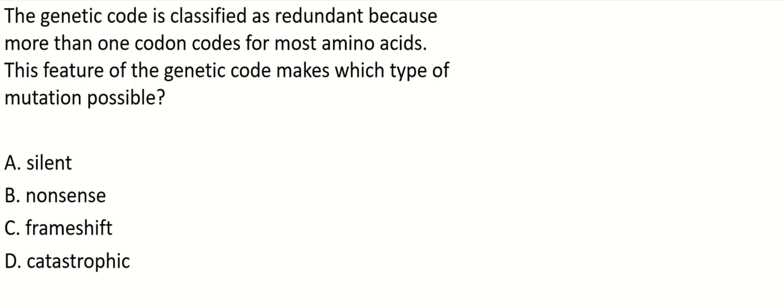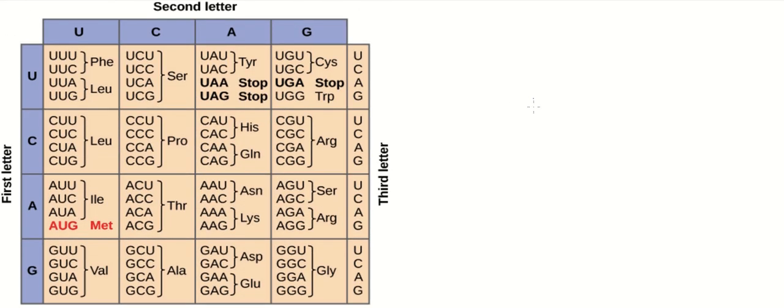Pause. The genetic code is classified as redundant. That word better sound familiar to you. It's pretty important. Because one or more codons code for the same amino acid, and that's exactly what that means. It gives you the description of what redundant means. Let's take a look at what this looks like.